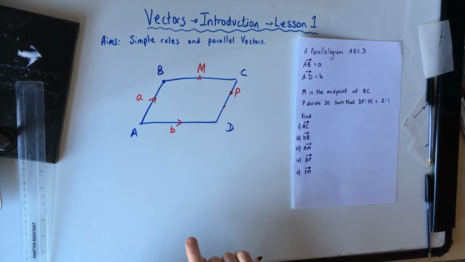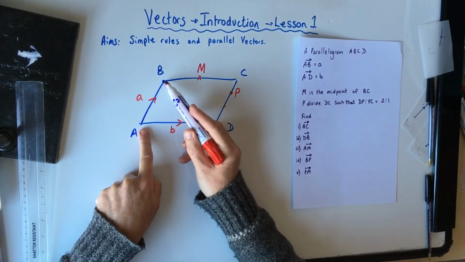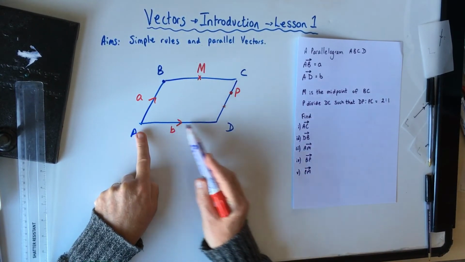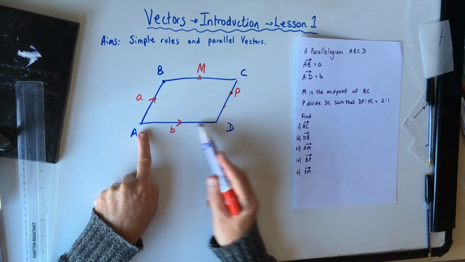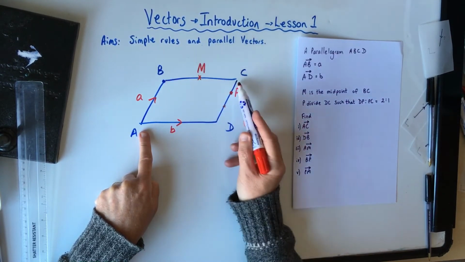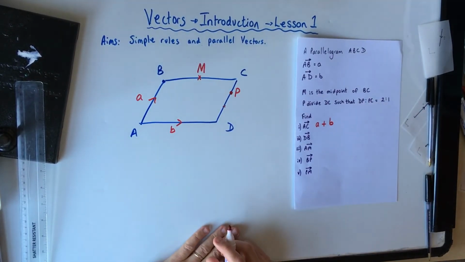Find AC. Okay, so A to C, well, you can see that's an a, and from there to there is the same distance and same direction as that, and we know that's a b, so that's also a b. So this is a plus b. So a plus b.